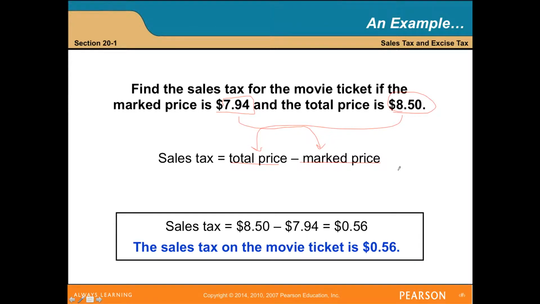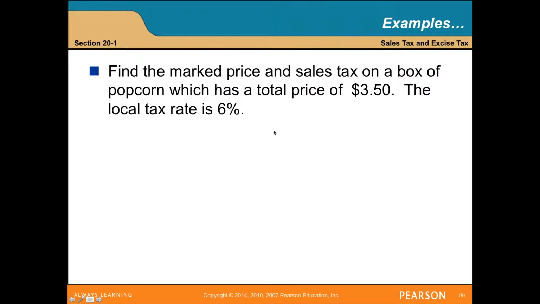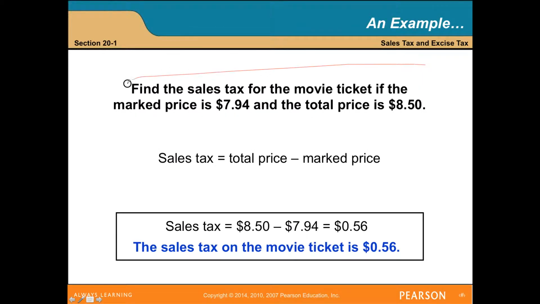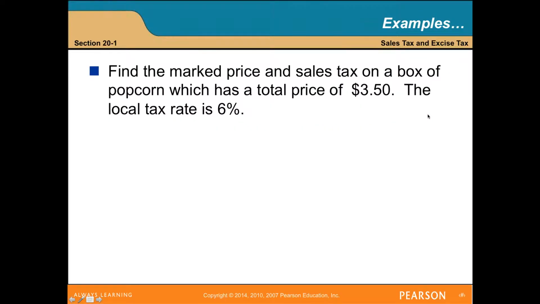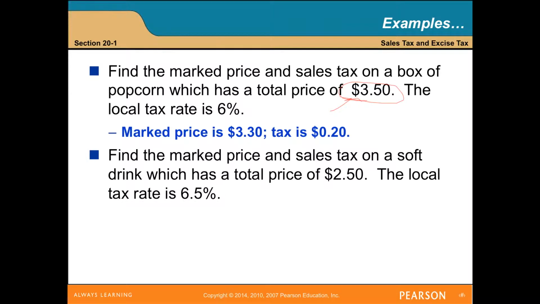So whenever you're looking at questions in your homework, you want to make sure that you pay very close attention to the question and find out what it's asking you to do and what is the information that's given in the question. Here's another example. Find the marked price and sales tax on a box of popcorn, which is total price of $3.50. Again, you wish. The total tax rate is 6%. Marked price is $3.30 and the tax is 20 cents.